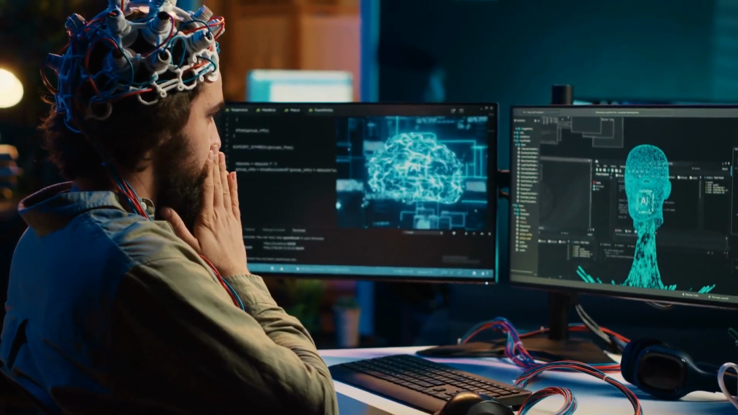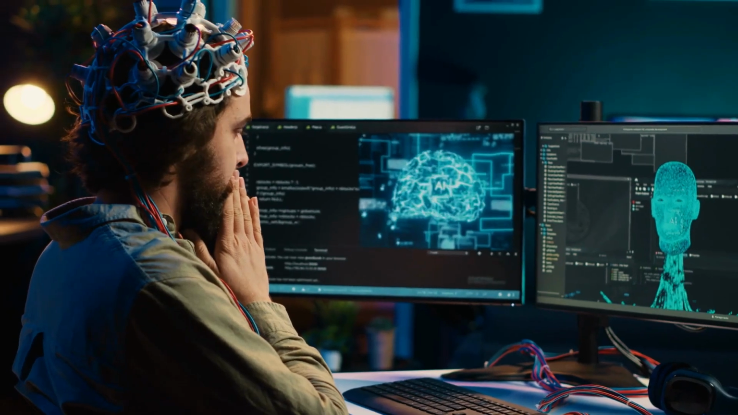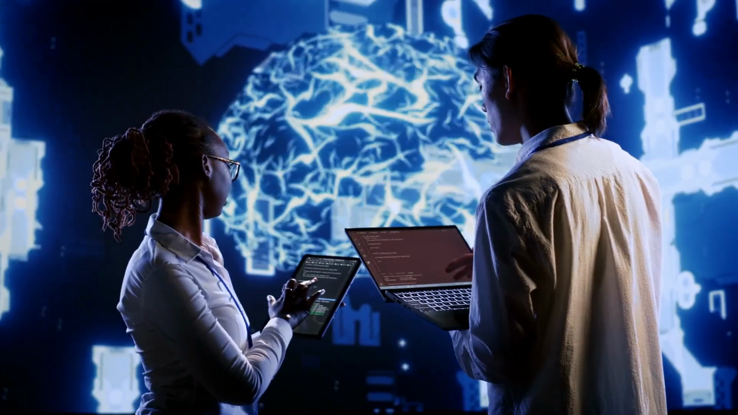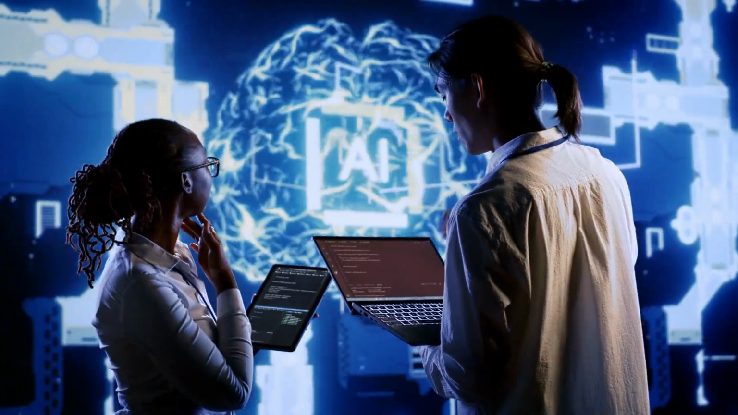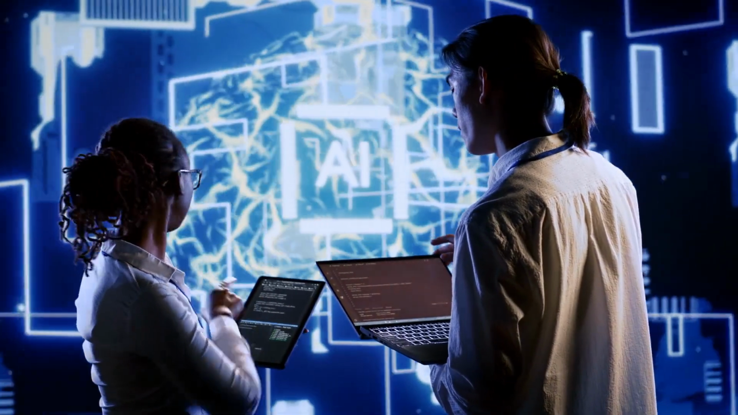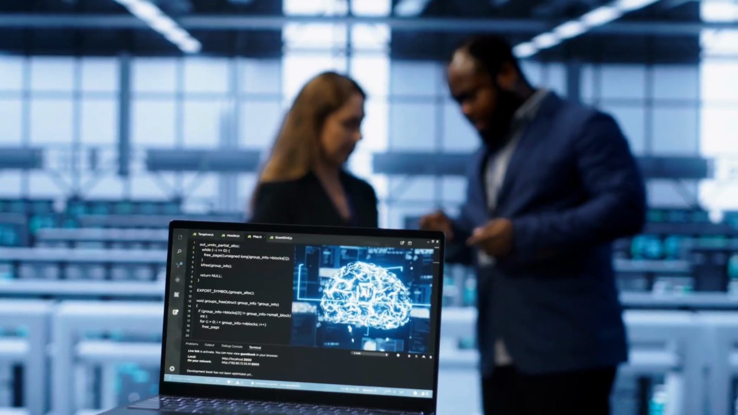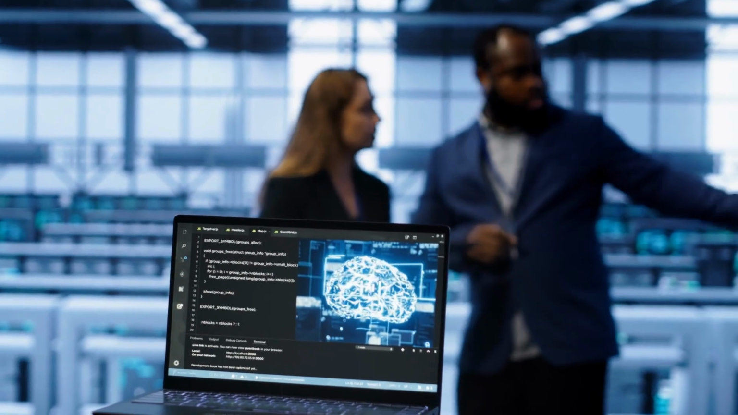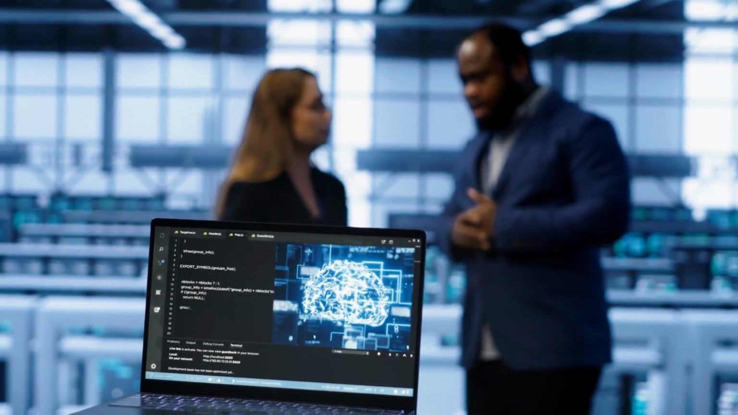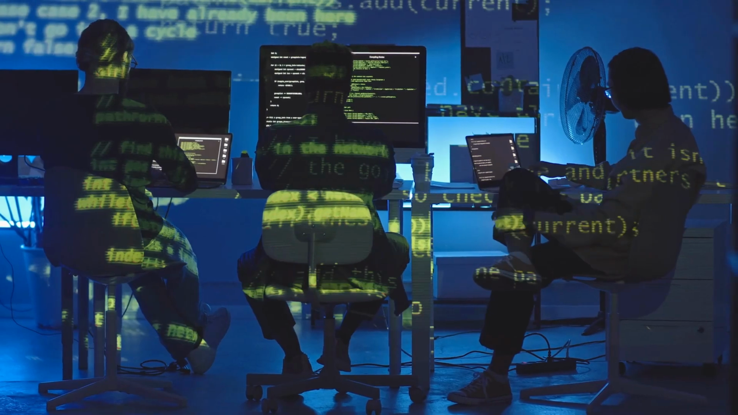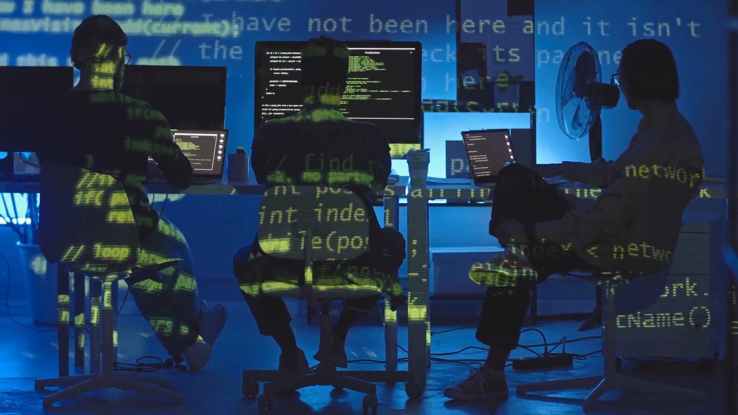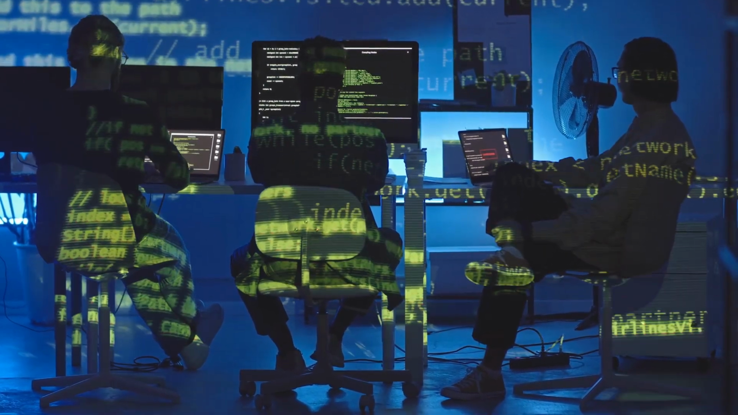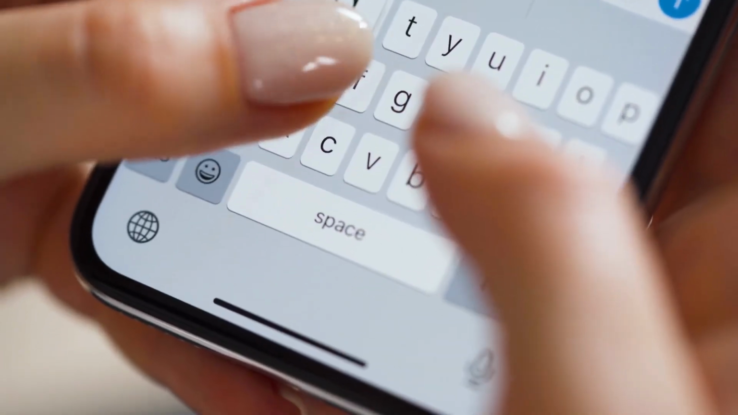In the end, machine learning is a tool, a powerful one, but still a tool. Its potential to transform industries, improve lives, and solve complex problems is enormous, but it's not a replacement for human judgment. By understanding how ML works and its limitations, we can use it wisely and make the most of its capabilities.